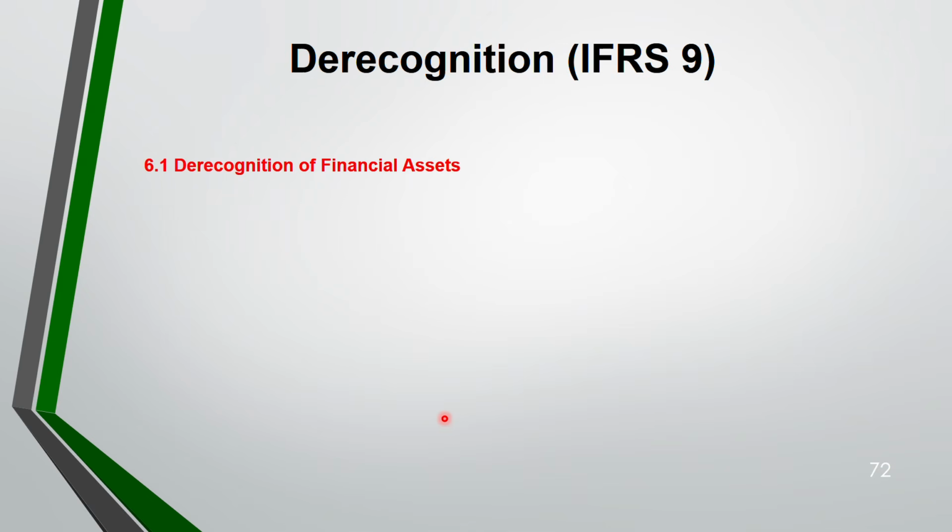Now, derecognition. If you know the recognition, you have to know the opposite also. How do you derecognize a financial asset and liability? Often this is easier compared to the recognition part. And often in the exam, you are not asked so much on the derecognition part. Not in FR at least, but in SBR, yes.